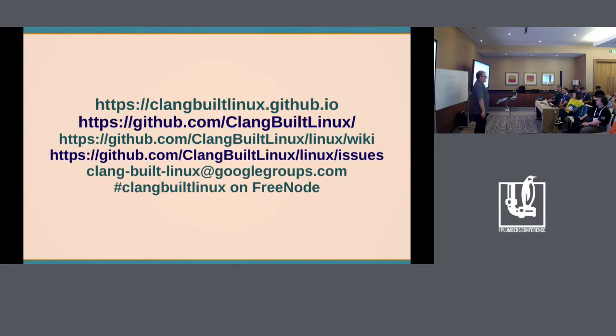Otherwise, this is how you can get more involved if you're interested in what's going on. There's the major website. Yeah, I know, lots of URLs. There's the GitHub, where the Clang Built Linux code is actually stored. There's the wiki. There's an issue list on GitHub that people maintain, as well as the mailing list, and of course, the IRC channel on Freenode. All this information is available on the first link, so don't think you need to copy all these things down.